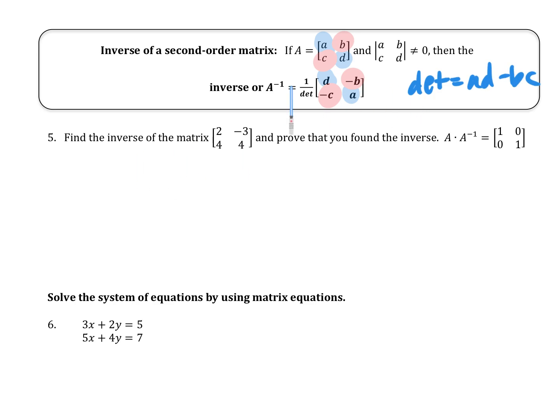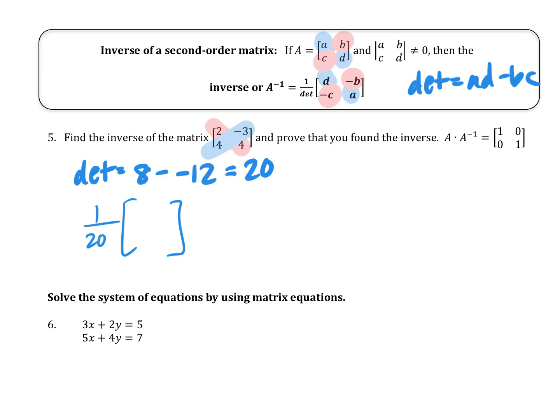To find the inverse, we need the determinant. So the determinant is always A times D minus B times C. Boom minus boom. What's red minus blue here? What's red? 8 minus negative 12. Thanks, Aiden. 8 minus negative 12 is 20. Good job. So, to find that inverse, then, people, look what it says. It says do 1 over that determinant. We got 20, so I'm going to say 1 over 20.